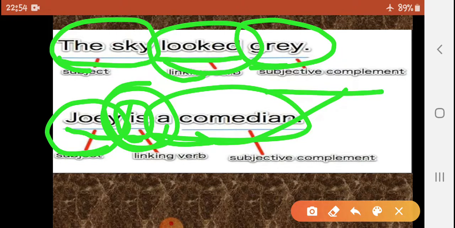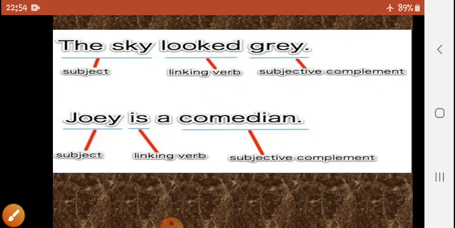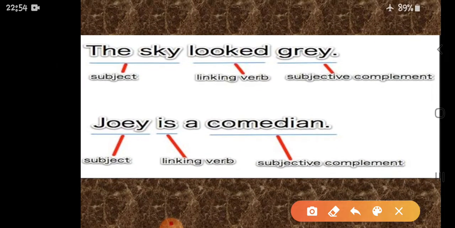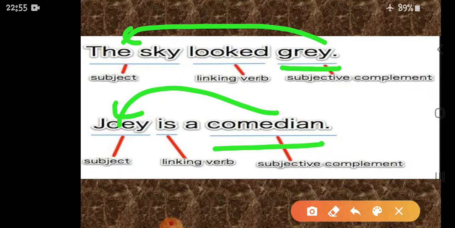Now what is a subject complement? Subject complement means a word that tells something about the subject itself. This comedian is about joy, grey is about sky. So this grey is about what? This grey is about sky, this comedian is about joy. So this is known as what? Subject complement. Clear?